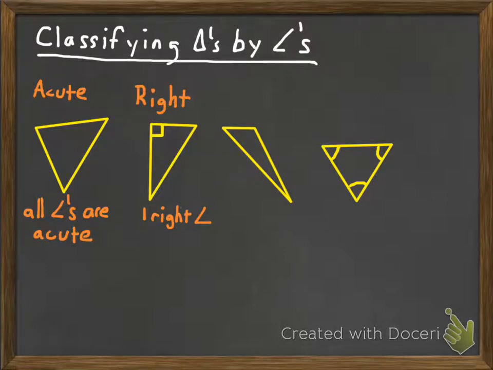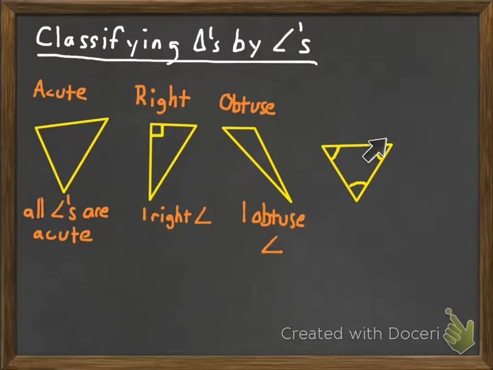And similarly, if a triangle has one obtuse angle, then it's going to be called an obtuse triangle. It would be impossible for a triangle to have more than one obtuse angle because the triangle has to have 180 degrees again. Alright, then finally, let's say that all the angles in a triangle are congruent to one another.